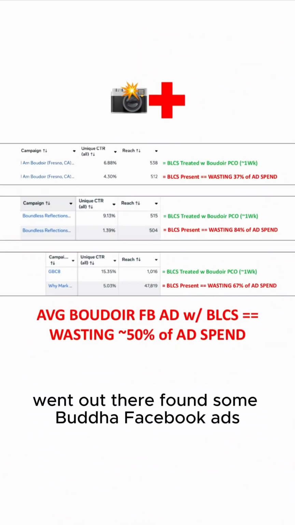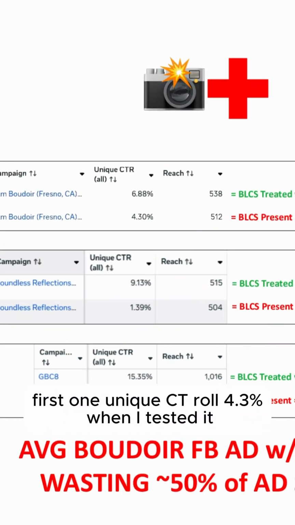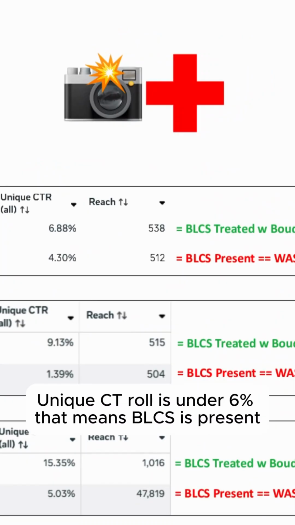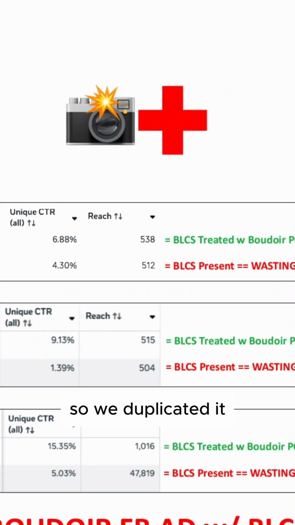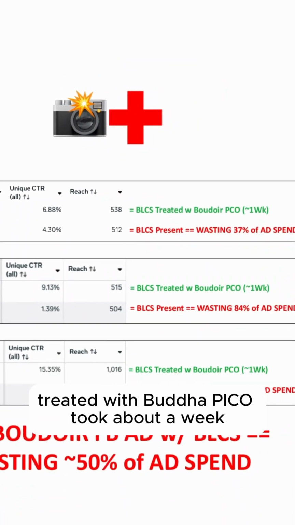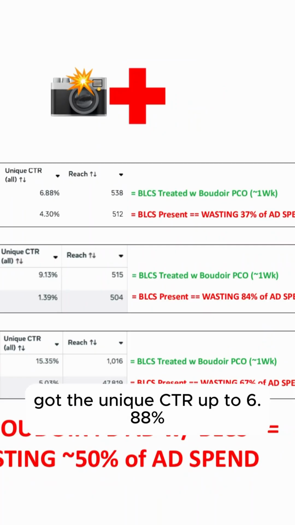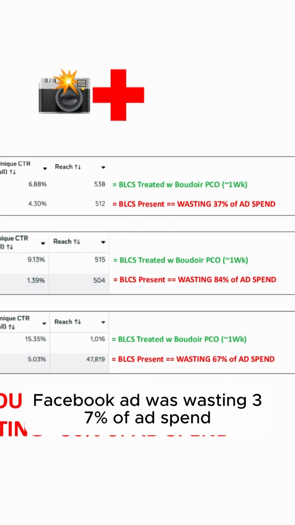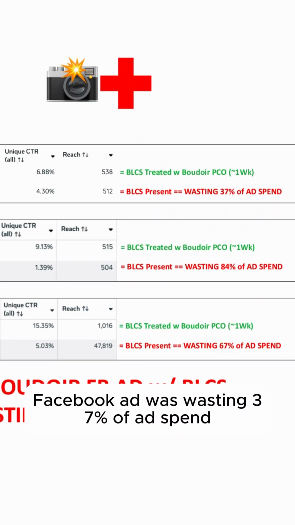Went out there, found some Boudoir Facebook ads, brought them back to the hospital. First one, unique CTR all 4.3% when I tested it. All right, unique CTR all is under 6%. That means BLCS is present. So we duplicated it, treated it with Boudoir Pico. Took about a week. Got the unique CTR all up to 6.88%. So we found out the original Boudoir Facebook ad was wasting 37% of ad spend.